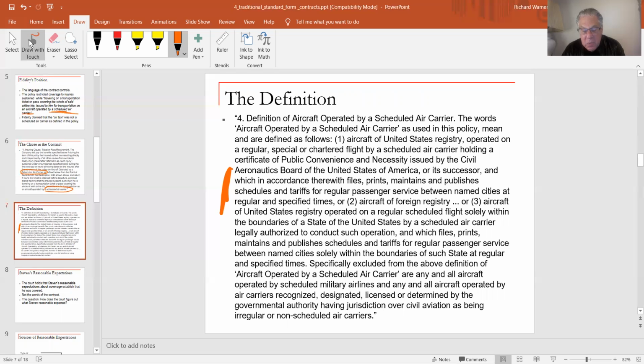I think that is the aircraft operated by a schedule at the bottom here. Aircraft operated by a scheduled air carrier, any and all aircraft operated by scheduled military airlines, and any and all aircraft operated by air carriers recognized and licensed as determined by the governmental authority having jurisdiction over civil aviation as being irregular or non-scheduled air carriers. So this is the language the court has to interpret in the contract.